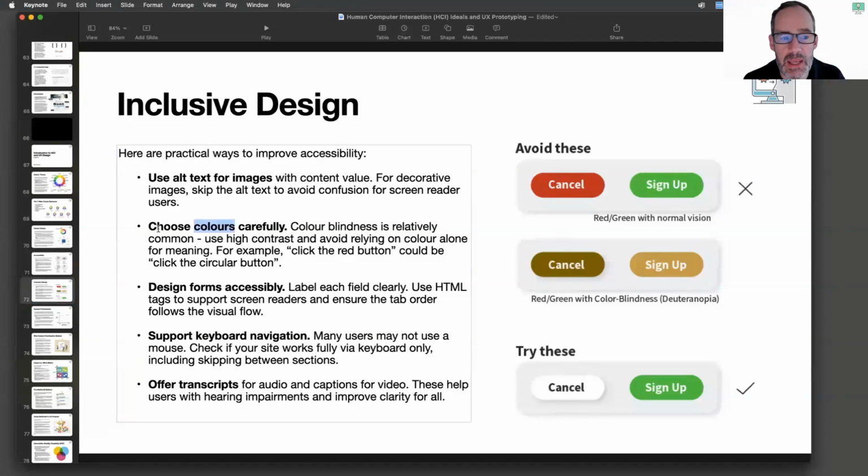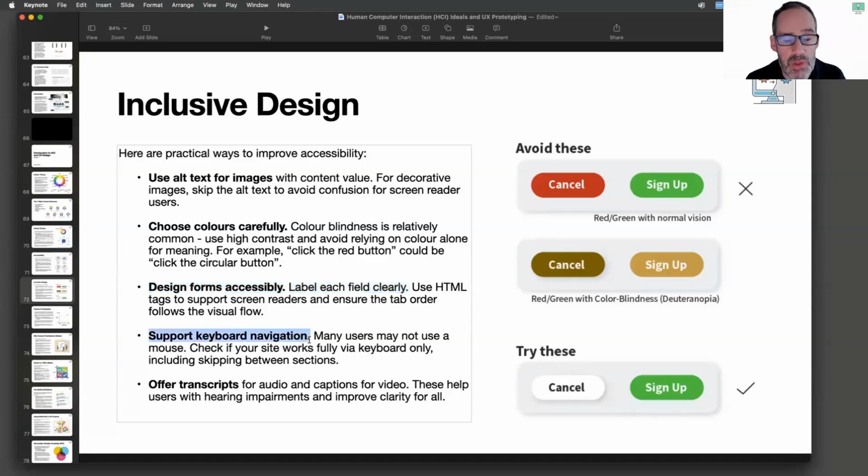You need to choose the colors carefully. Color blindness is relatively common, so use high contrast and avoid relying on color alone for meaning. For example, "click the red button" could be rephrased as "click the circular button." So what you're doing then is linking it to a shape rather than a color to support the user's navigation. Design forms by labeling each field clearly, and you can use tags again to support the readers and ensure the tab order follows the visual flow.